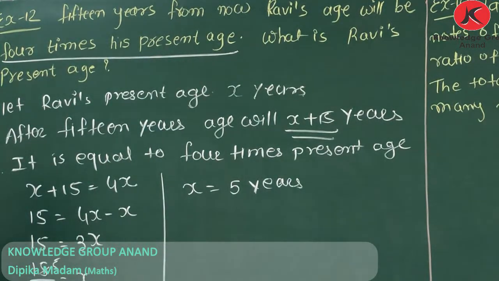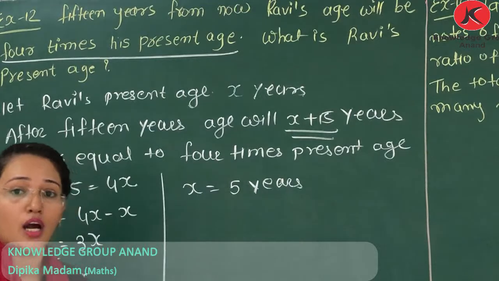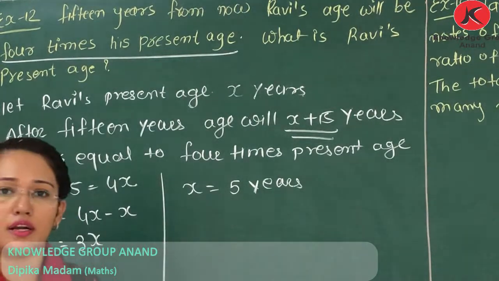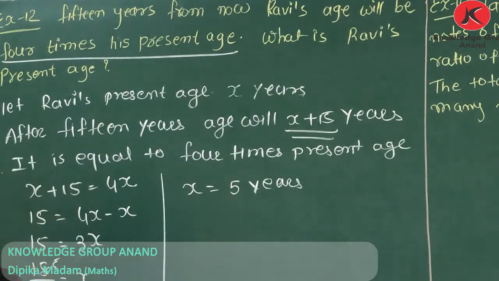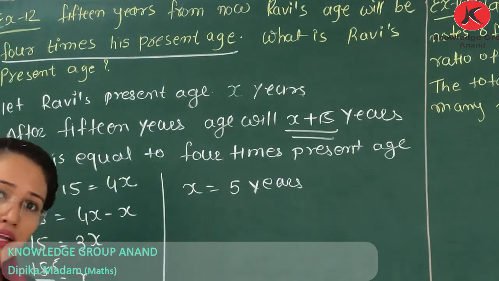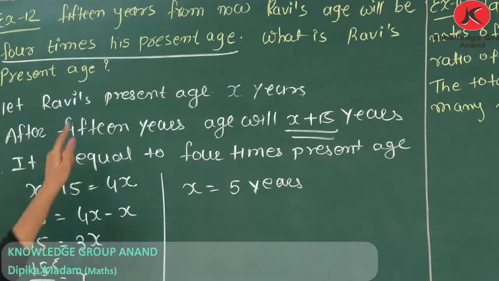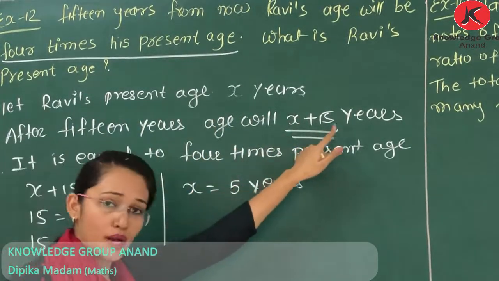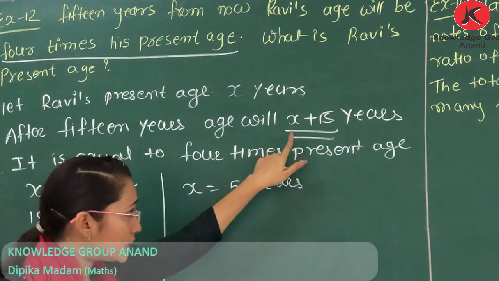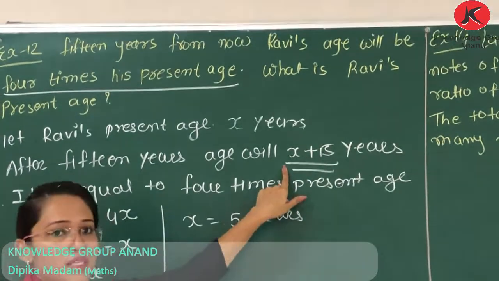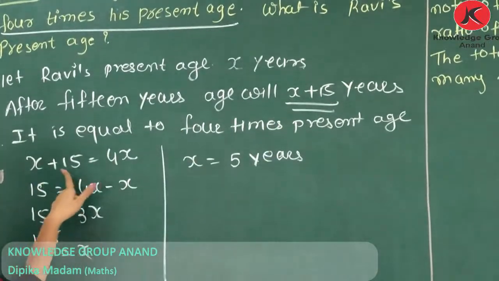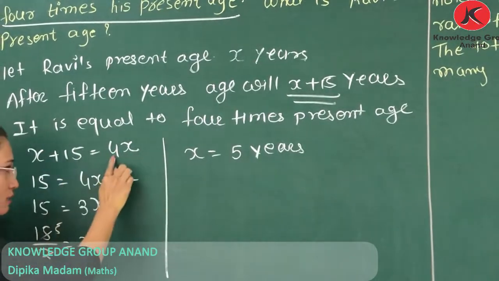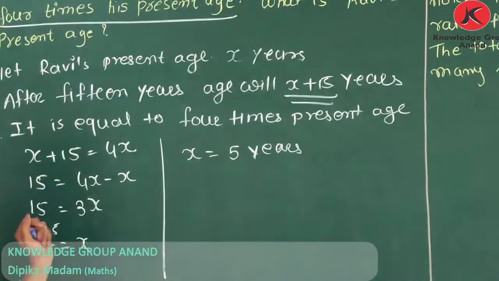Again, in the equation it is written, 15 years from now Ravi's age will be 4 times the present age. After 15 years, what is his age? 4 times the present age. So let the present age be x. After 15 years, age will be x plus 15 years. But this age is 4 times the present age. So we can write x plus 15 is equal to 4x.